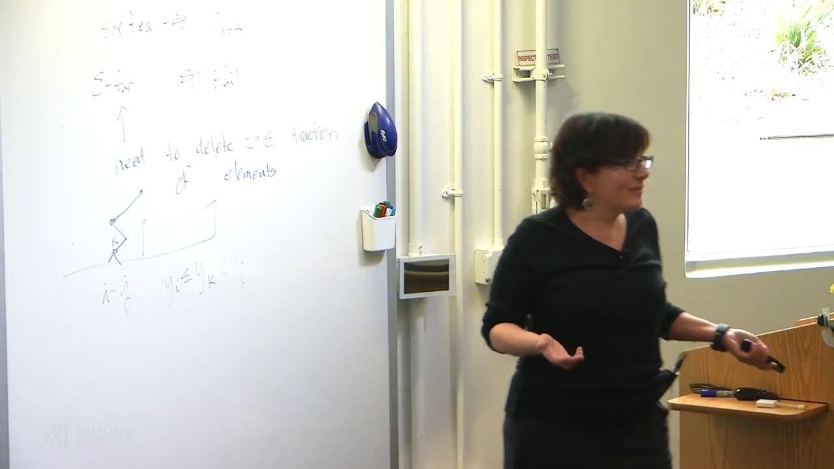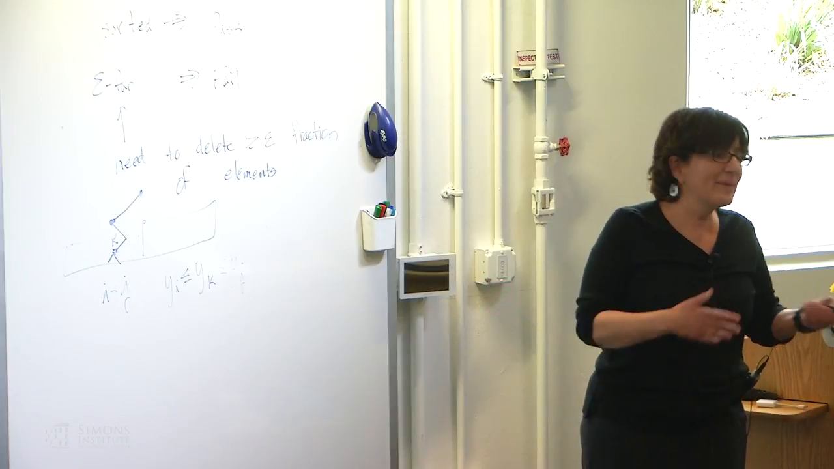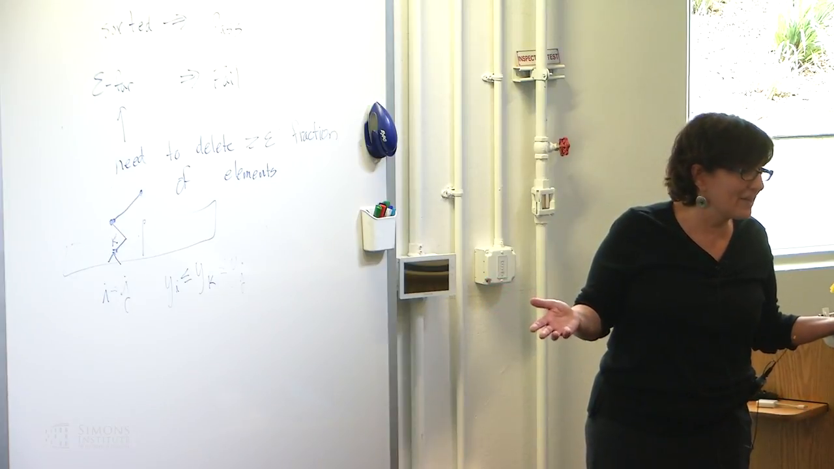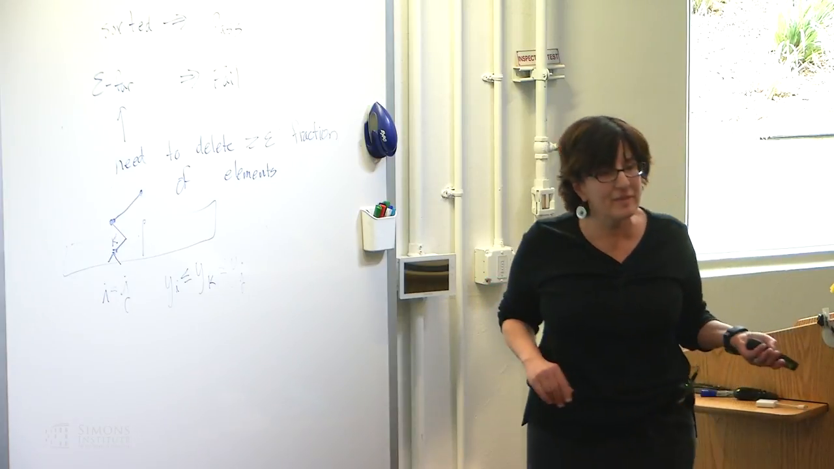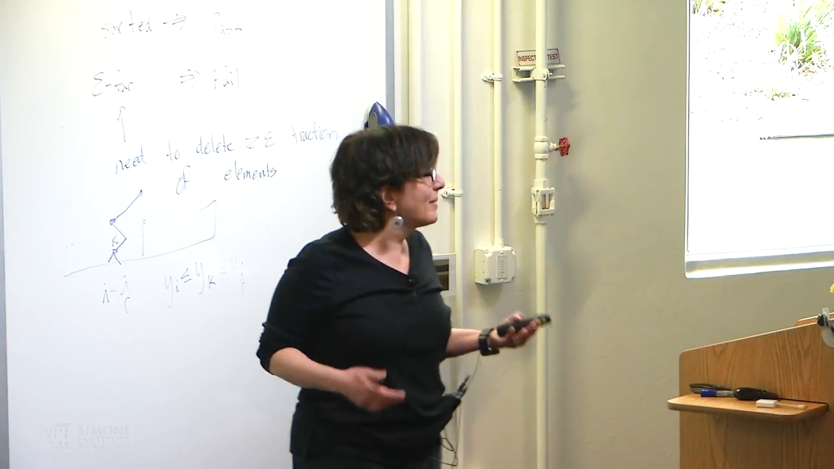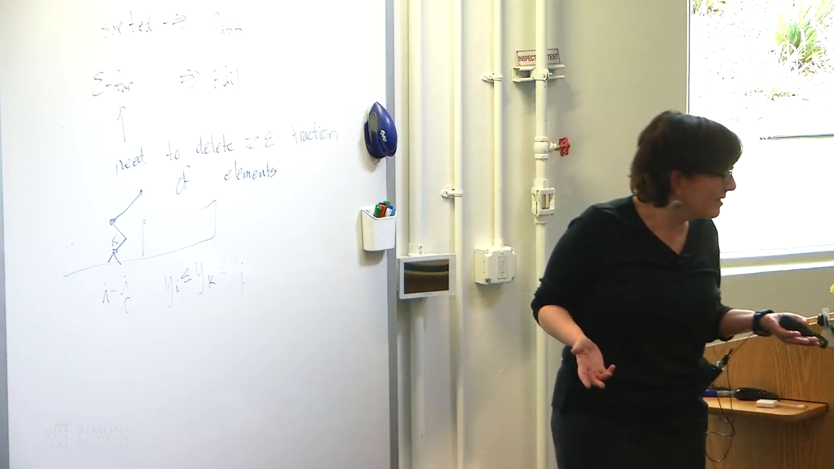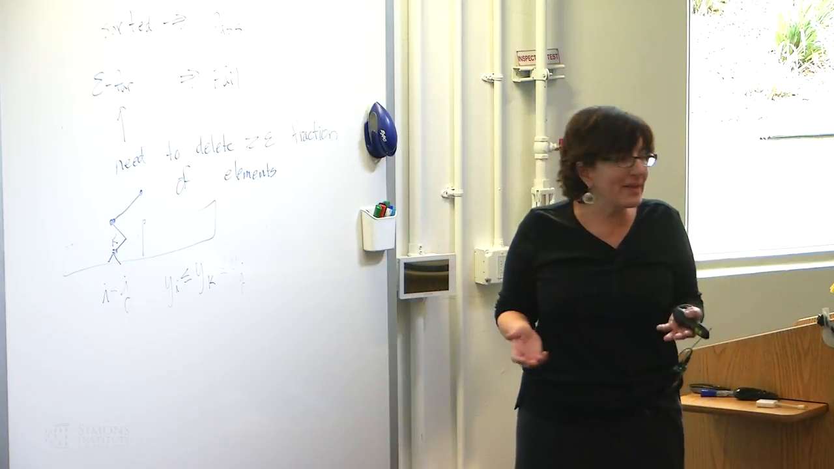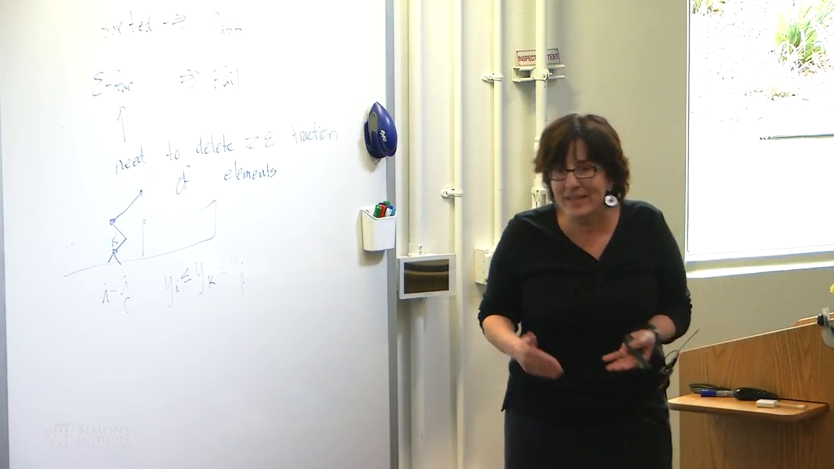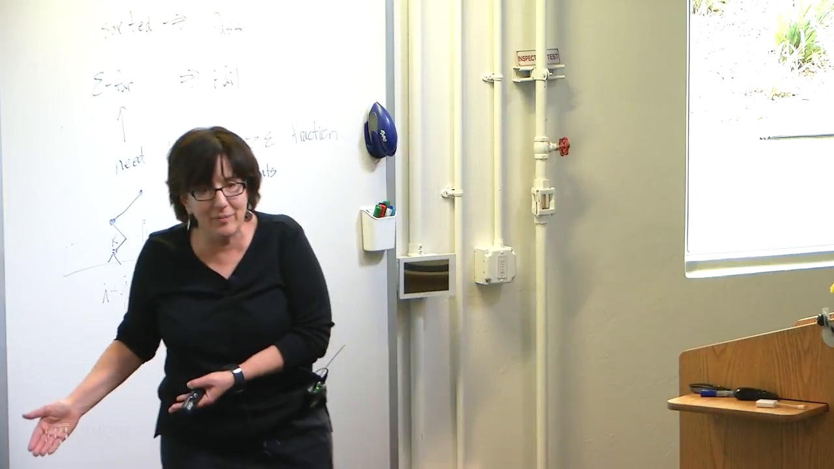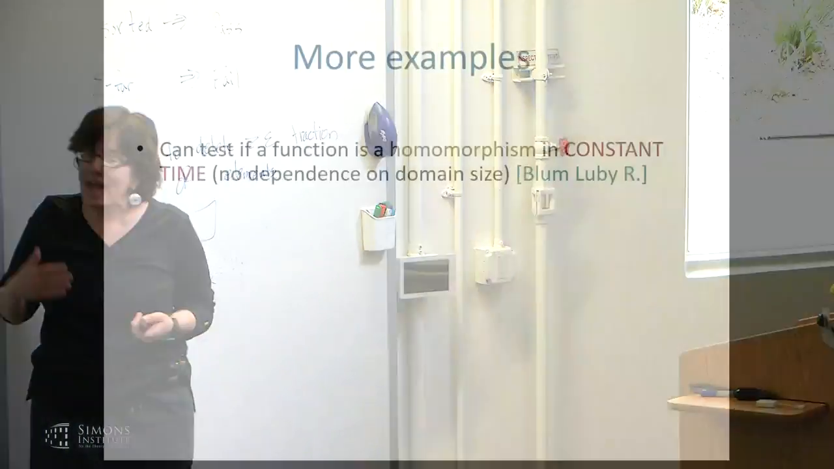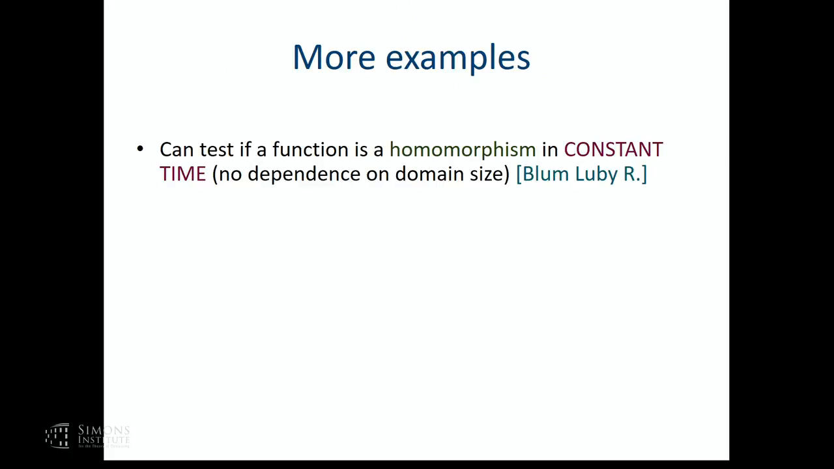Well, maybe it's a program for matrix multiplication. It's not supposed to be commutative, but it is supposed to be associative. So maybe I could somehow test that it's associative, or maybe I could test that it satisfies the distributive property. Okay? So there's some property like that where I can't go through every single input and test whether it really satisfies the distributive property, but maybe there's some way I can show that this function has the right structure, or for most inputs has the right structure.